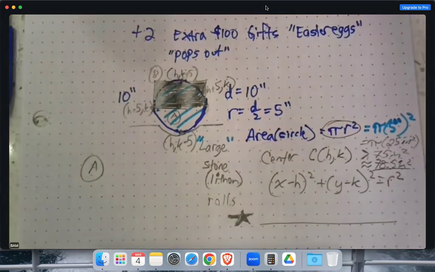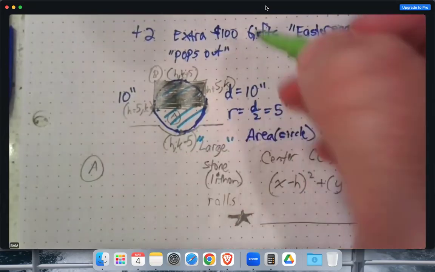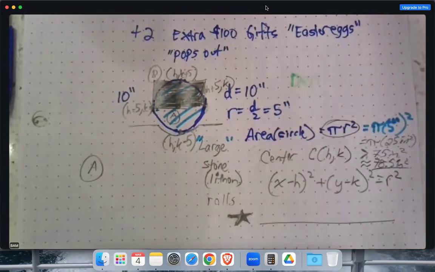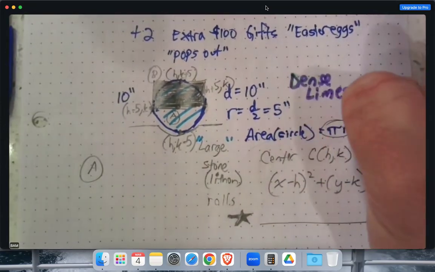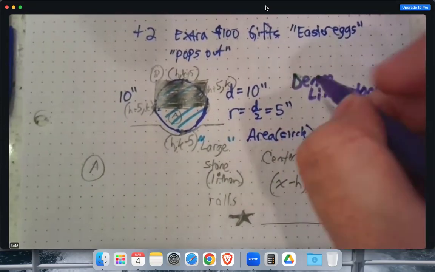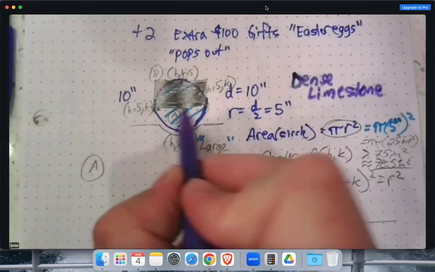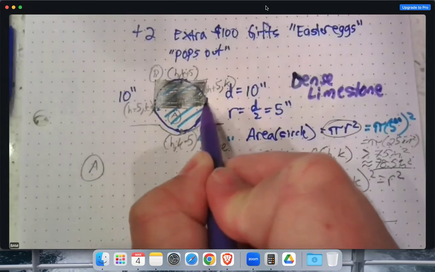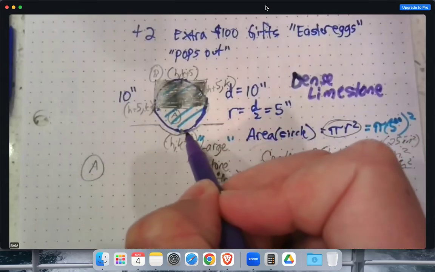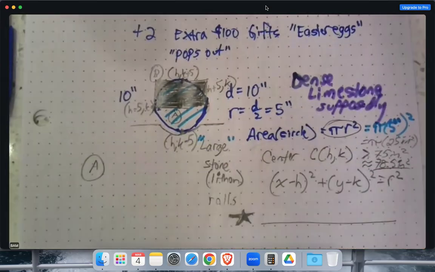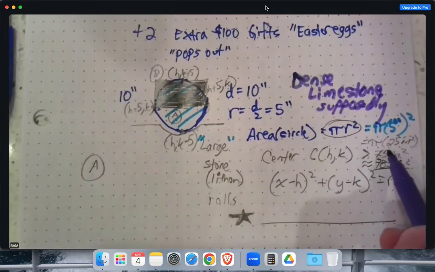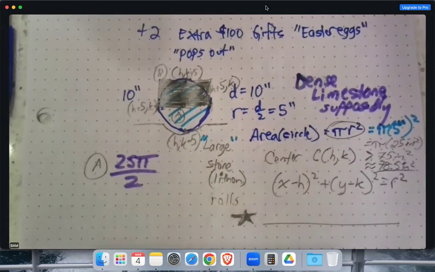And when I looked into it, the archaeologists think that it was made out of a dense limestone. And limestone is supposedly old coral and other things, but it's dense. So that means that it's at least a little bit jagged. And we're going to be approximating. So the area of region A is half of 25 pi.